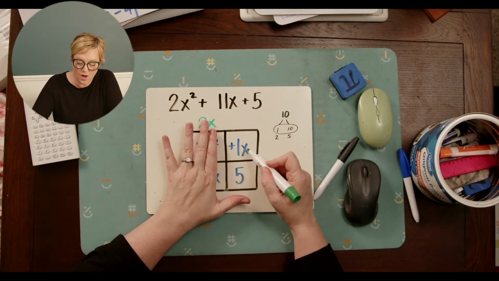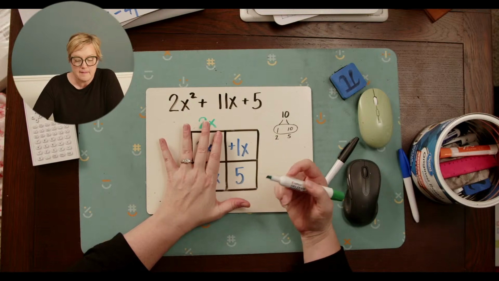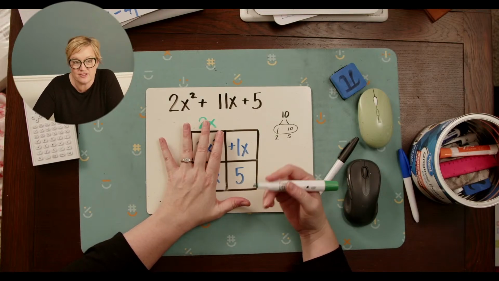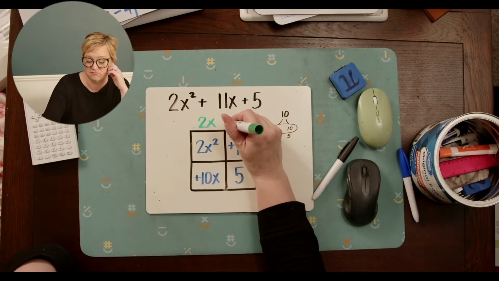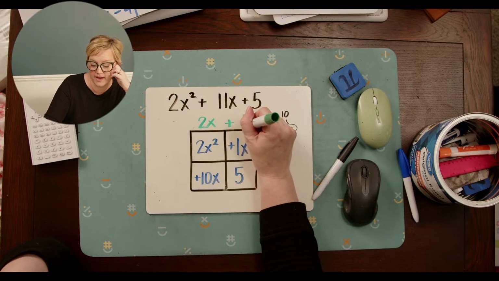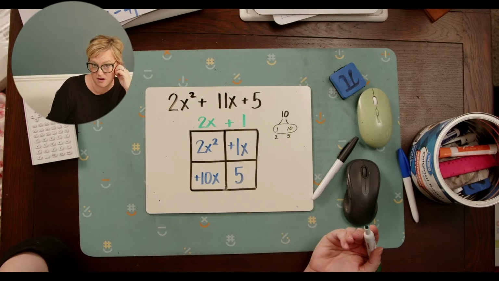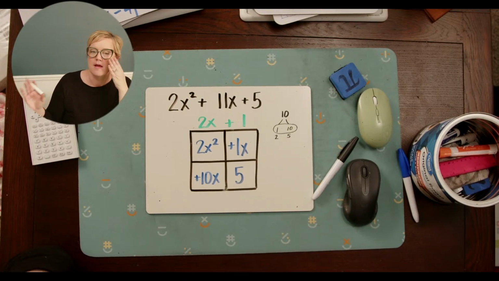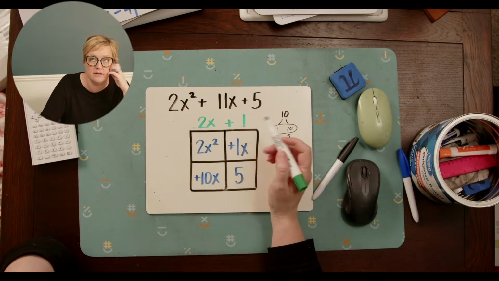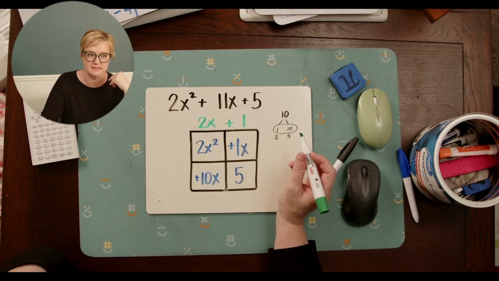Now over here, I've got 1x and I've got 5. There's no greatest common factor, so I can always take out a 1. And if they were negative, I could take out a -1. I can take out a -1 no matter what. But I can always take out a 1 or a -1. It's just going to flip the signs, okay?